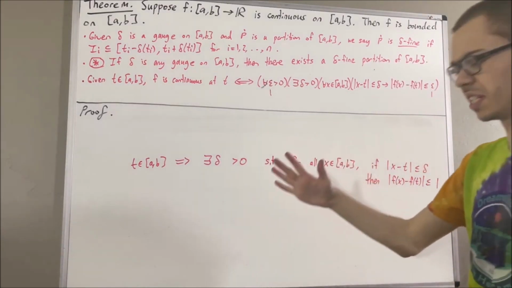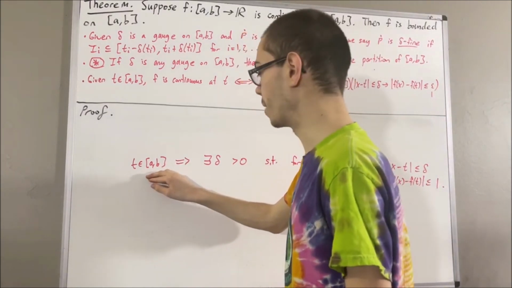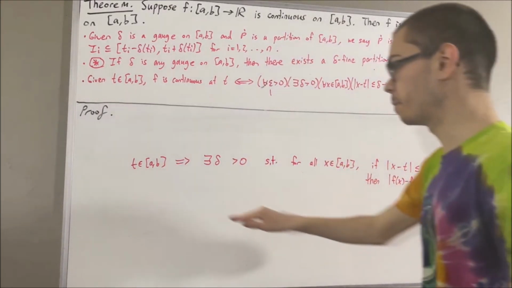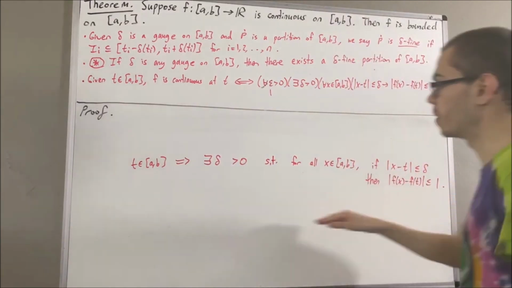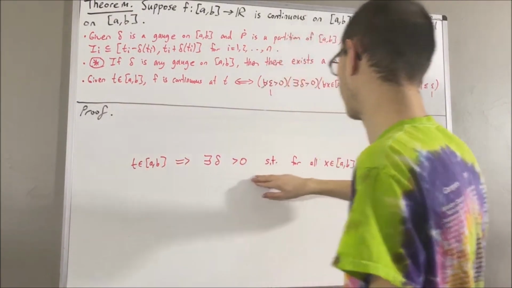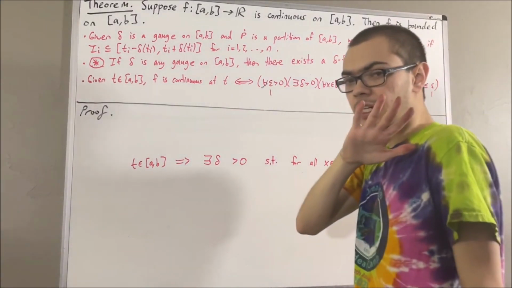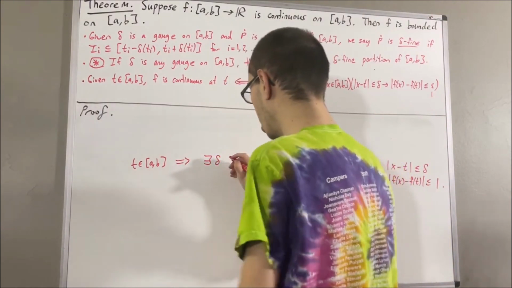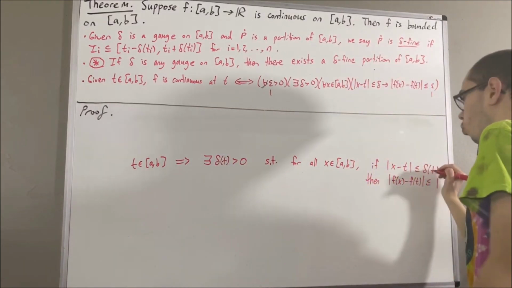So what this tells us is, given any element in [a, b], we can map it to a positive real number which has this property. Give me another element of [a, b], we can map it to a positive real number with this property. You give me another element of [a, b], we can map it to a positive real number with this property. So this is essentially giving us a function, mapping each element t in [a, b] to a positive real number delta of t with this property.